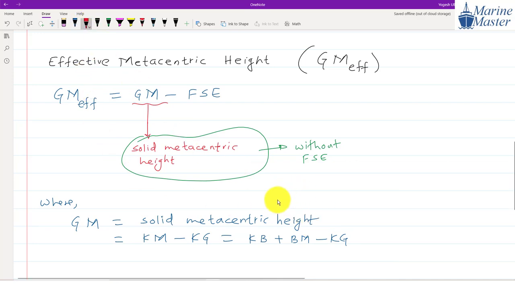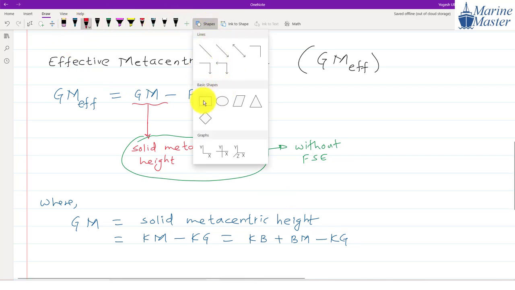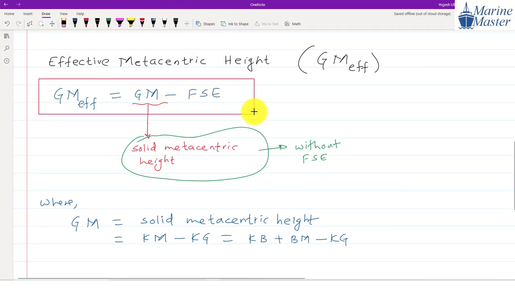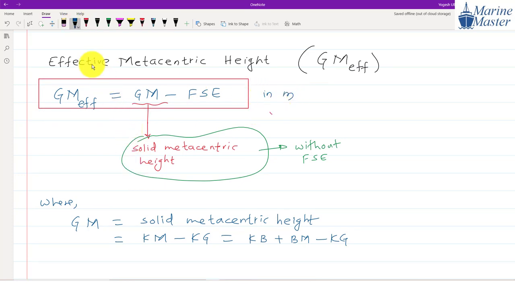So before going further, guys, please everyone write down this discussion about metacentric height. And it must be in meters. Effective metacentric height, guys. Effective means this GM effective. GM with suffix effective. Give the complete heading, guys: effective metacentric height. So please everyone write down this discussion.